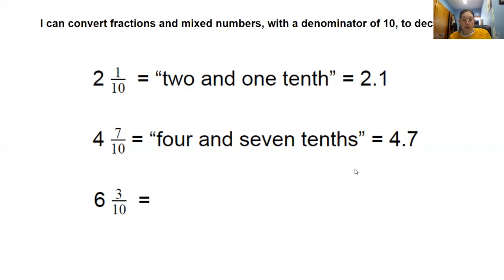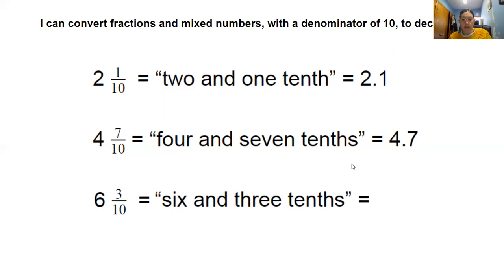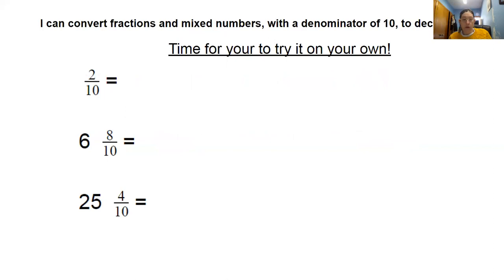So you should have written 6 and 3/10 for your word form. And then the decimal is 6.3. 6 and 3/10. Now, let's try all of these on your own. Pause the video and write again the word form and the decimal form for each of these: 1 fraction and 2 mixed numbers.